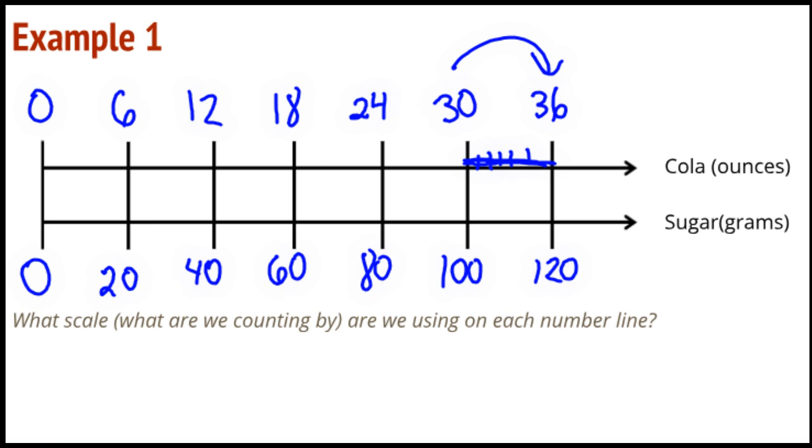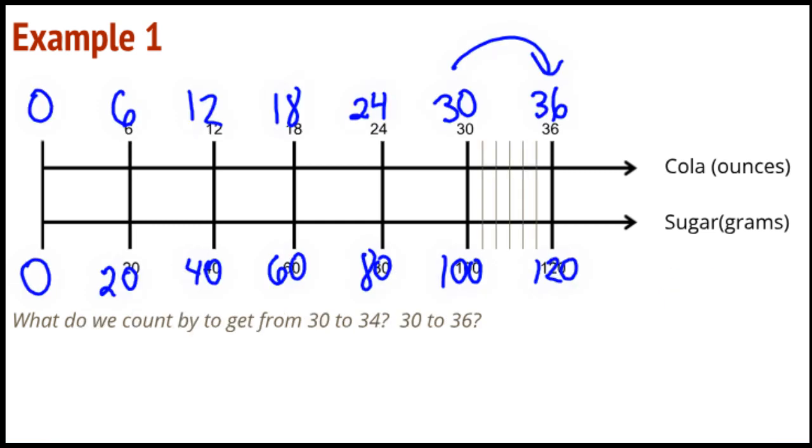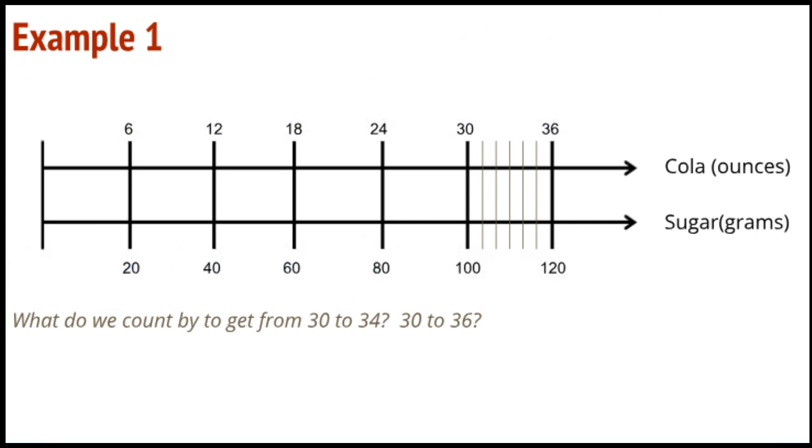And the question is, what do I count by? Well, I decided to count by ones. 1, 2, 3, 4. So 31, 32, 33, 34. And what that looks like in a little more formal picture. So to get from 30 to 34, I'd count 31, 32, 33, 34, and here's 35, and here's 36. So I counted by ones all the way through.